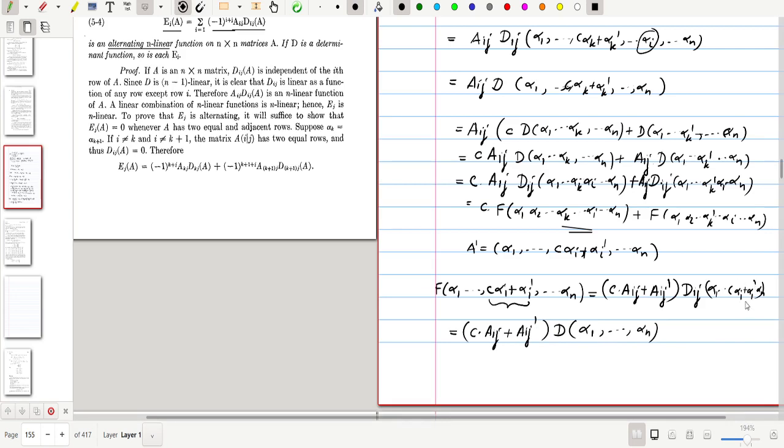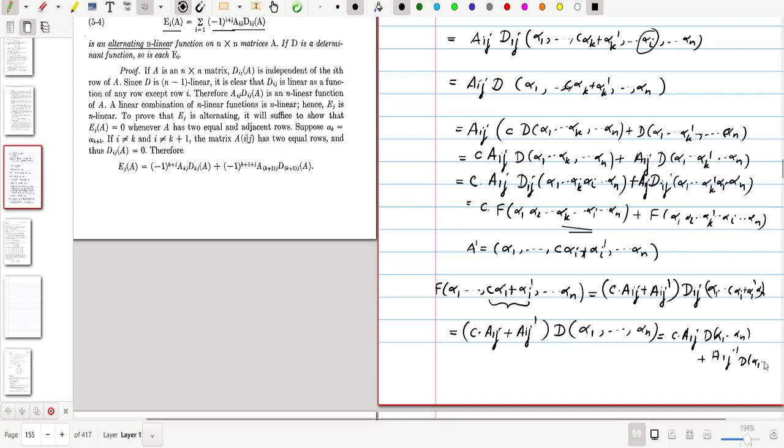We have removed the ith row. Okay, dij of this is the same as d of the matrix obtained by removing the ith row and jth column. So from this you remove the ith row. So this is the same as c times aij of d of alpha 1 etc., alpha n plus aij prime times d of alpha 1 etc., alpha n. So this doesn't contain the ith row, and this doesn't contain the ith row as well.